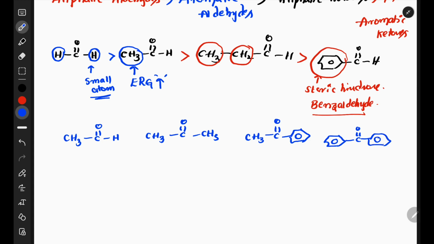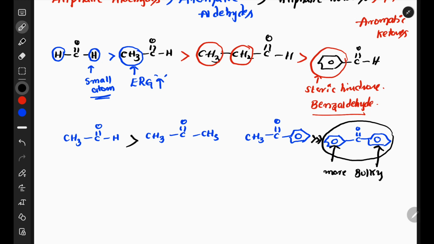When you take all these molecules, which is more reactive towards nucleophilic addition reactions? I can say that the first, acetaldehyde, is more reactive, and this last one is the least reactive. Why is this the least reactive? If you come here, there are two phenyl groups, and the two phenyl groups create more bulkiness, or more steric hindrance, to attack the nucleophile.